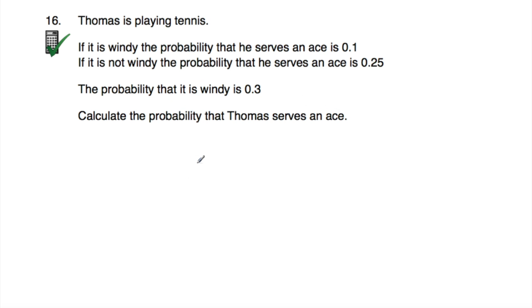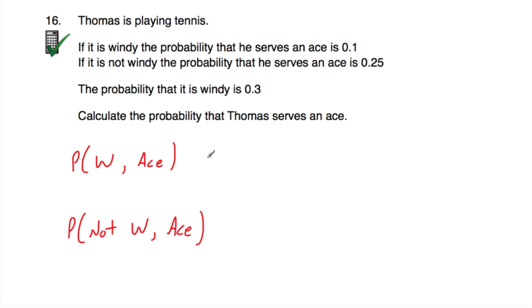Now this question actually lends itself quite nicely to a tree diagram. You could do a tree diagram here with windy, not windy, and then ace, no ace, if you wanted to. In this video I'm going to do these questions a lot of the time without a tree diagram, so let's do it that way. So we're going to look at the probability that it is windy and that he serves an ace, and then the probability that it's not windy and he serves an ace.